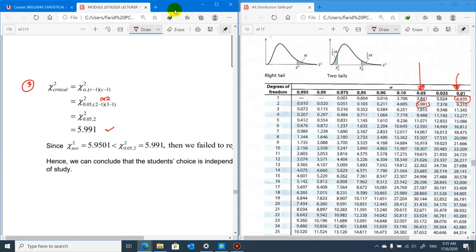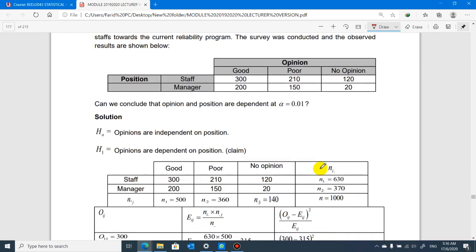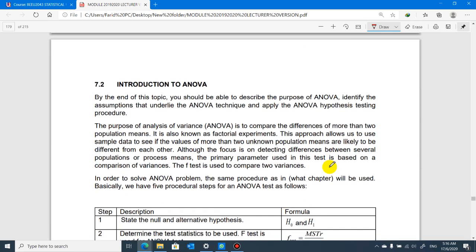Okay, so next one. Since kita punya decision, since chi square kita is greater than this, sorry, is less than this one, so we fail to reject the null hypothesis. As we conclude, the student choice is not related to the field of study. Okay, so that, I think that's okay. Kita to exercise, kita boleh tengok for this one. Sama je step dia, kita tengok the independence. Okay, so next one, saya beralih kepada Anova.